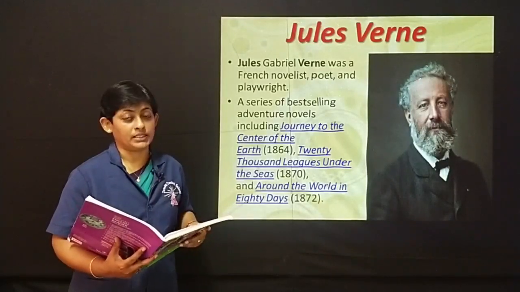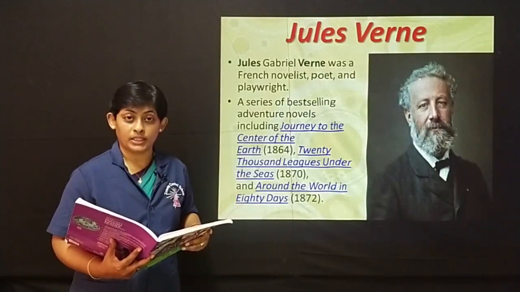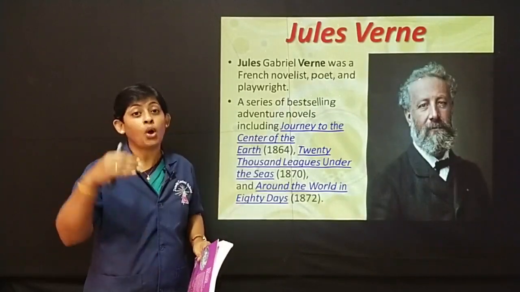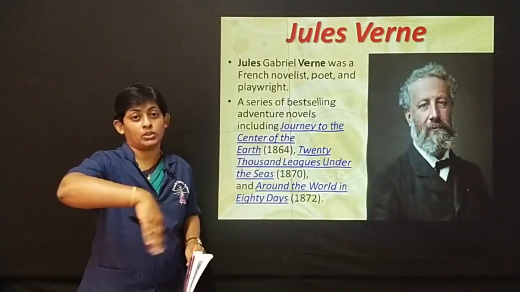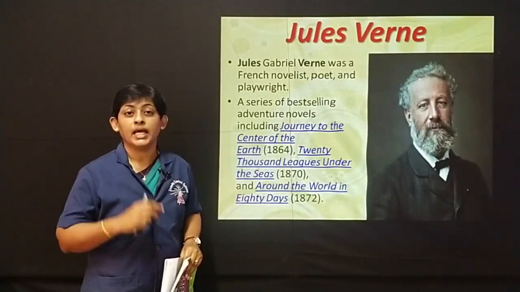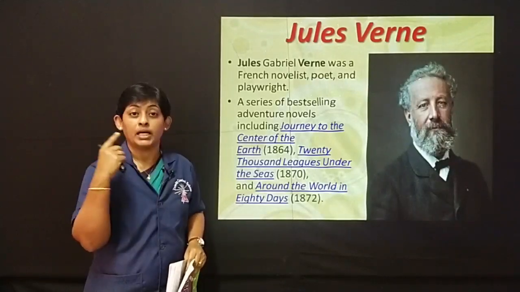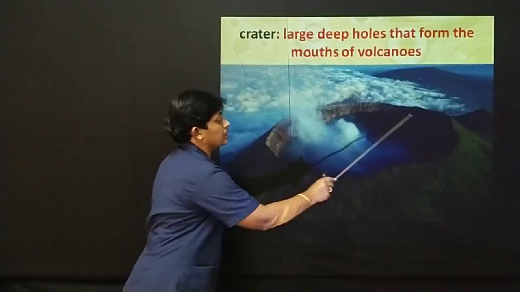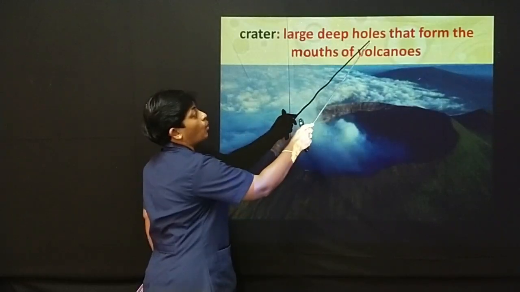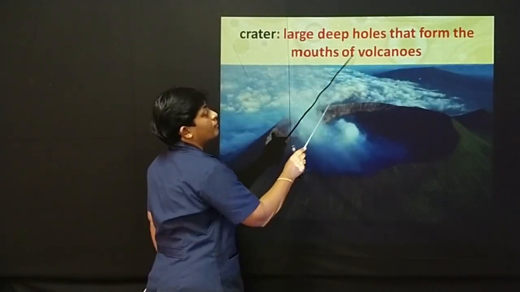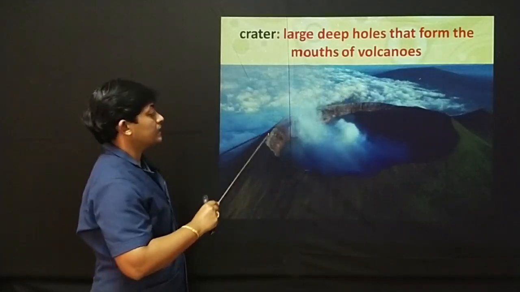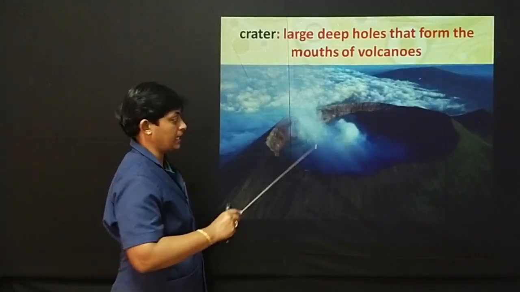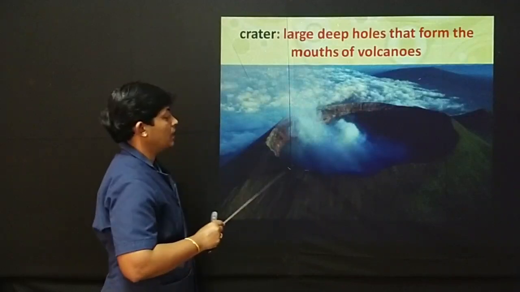First and foremost, my dear students, do you know what a volcano is? A volcano is nothing but a mountain which is hollow inside, that is, it is empty on the inside and it has an opening on the top. That is what we call a crater. This is the crater, a large deep hole that forms the mouth of a volcano. So this is the mouth of the volcano. A volcano is a hollow mountain and this is the mouth of the volcano.